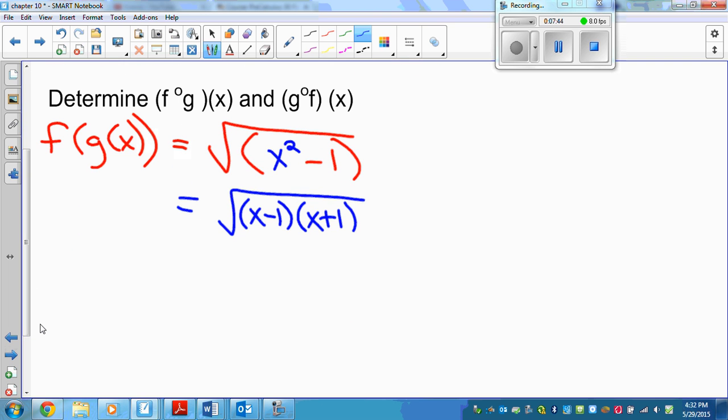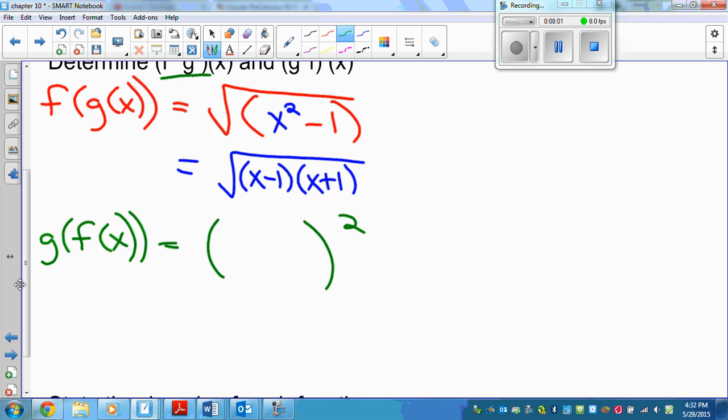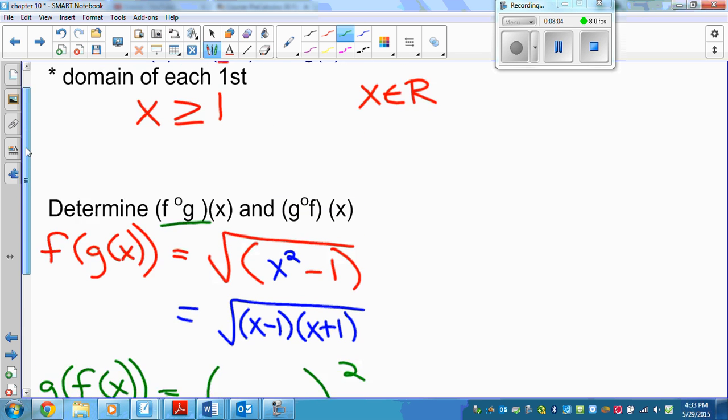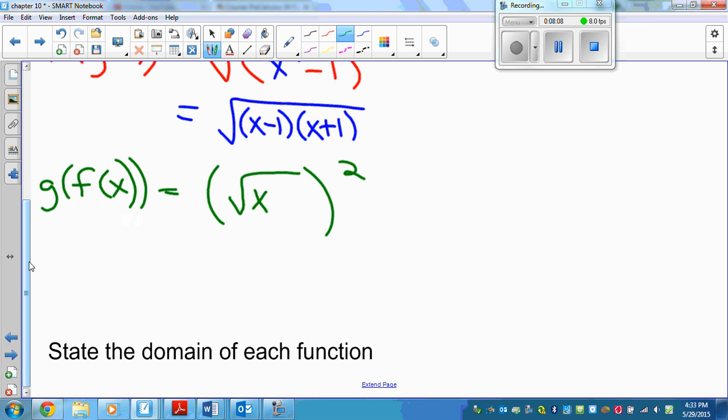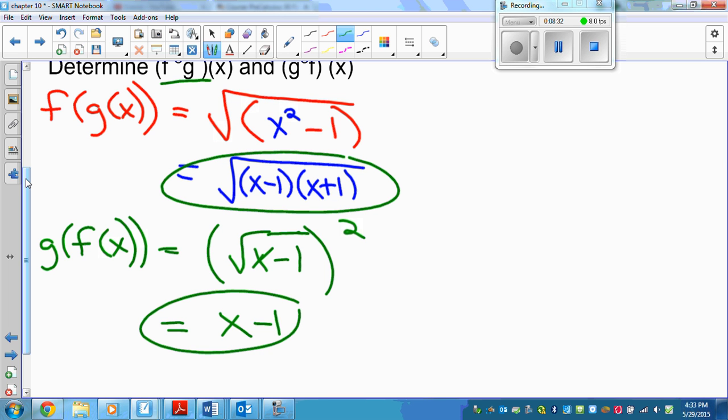Now it's g of f of x. I take g of x, which is x squared, but wherever I see x, I put f of x. And f of x was the square root of x minus 1. Whenever I square a square root, I just get what's underneath the square root. So this is just x minus 1. So first of all, notice that f of g of x and g of f of x are not equal. These two things are not the same.